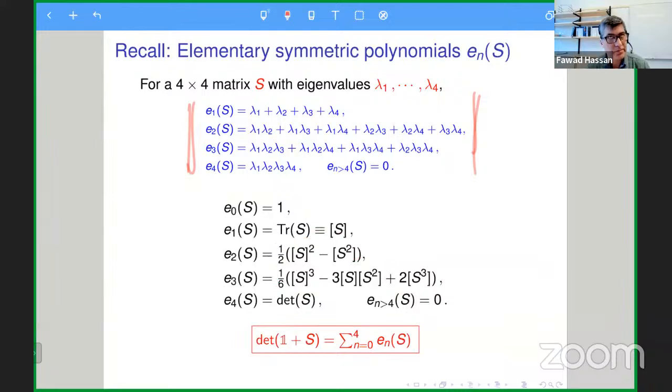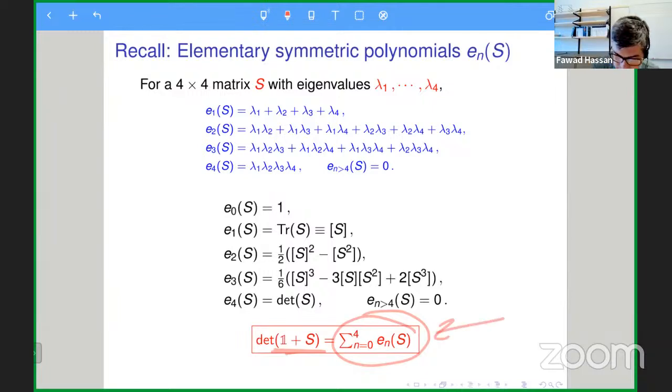So these are the elementary symmetric polynomials of any 4x4 matrix S. This is a general matrix. Now they appear nicely whenever you want to look at the determinant of 1 plus S. So if you look at the identity matrix plus S and take the determinant of that, that determinant is just the sum of elementary symmetric polynomials of the matrix S. Of course, this is a very basic and simple result.